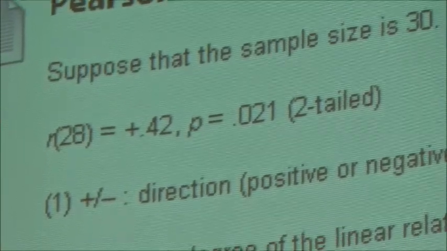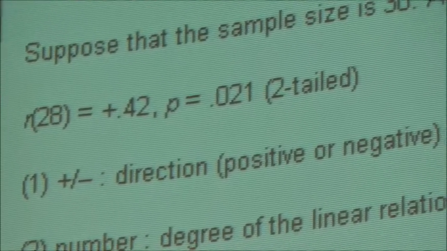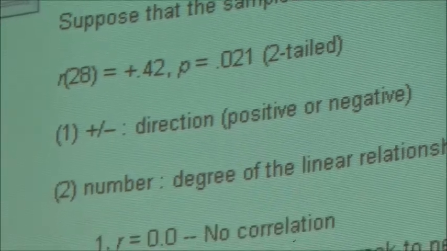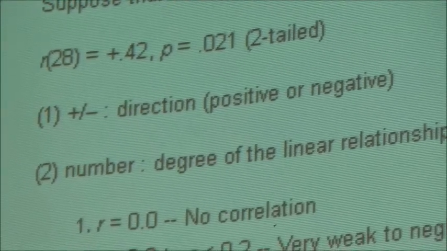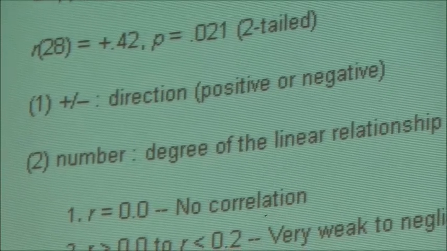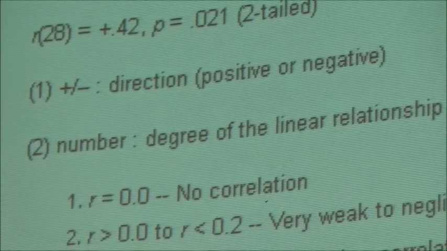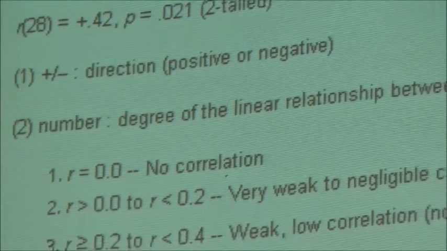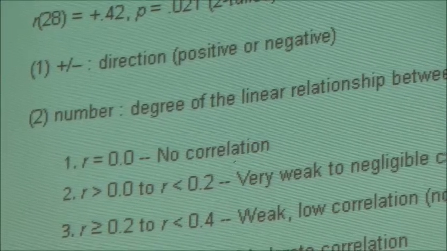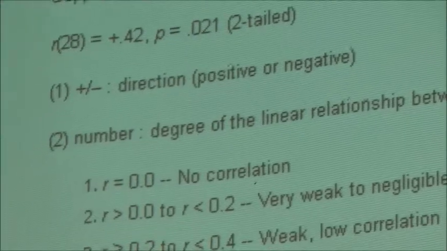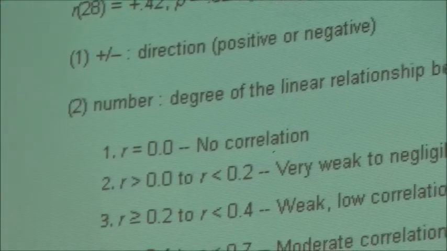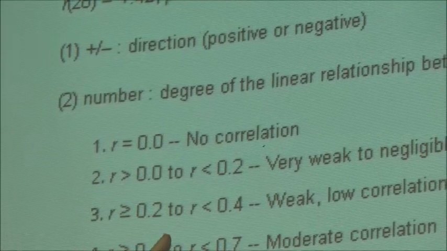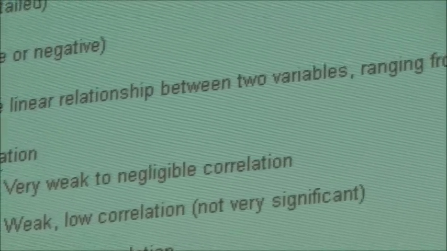So there are certain things you have to understand. Number one, plus or minus is direction. Positive correlation is when as x increases, y increases. With me so far? That's called positive correlation. Negative correlation, as x increases, y decreases. That's negative, the first one. Second one, the actual number, in this case 0.42, is the degree of the linear relationship between two variables, ranging from -1 to +1.